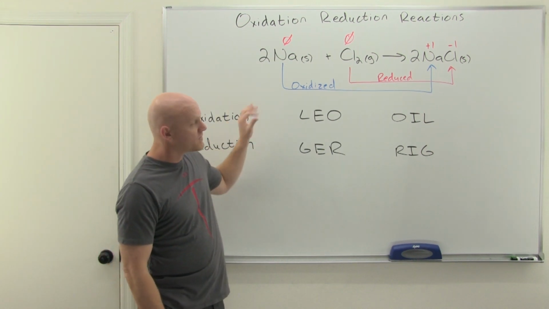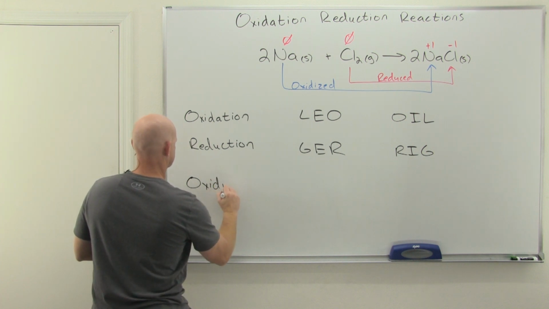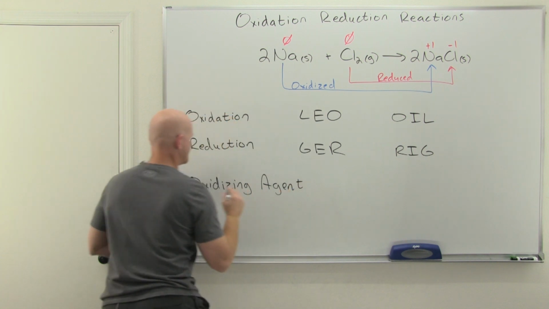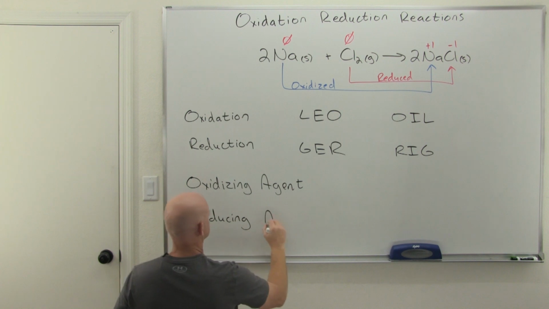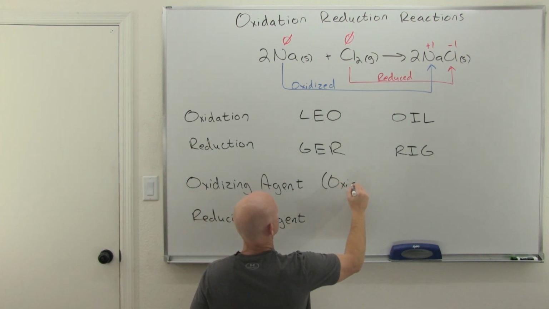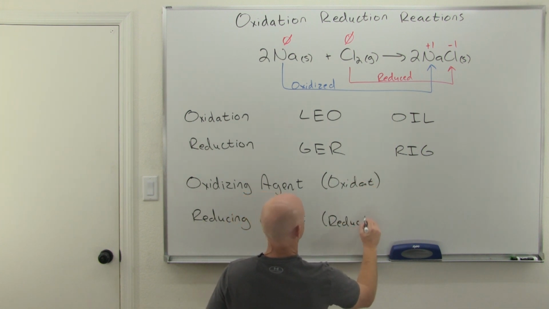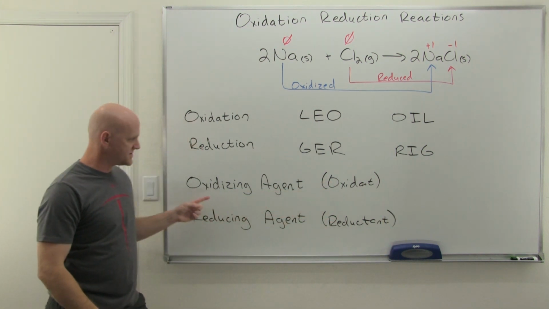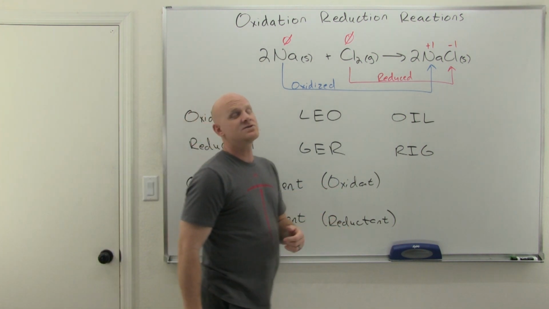Okay, so a couple more things to define here. That's the oxidizing agent, and the reducing agent. The oxidizing agent we also call the oxidant, and the reducing agent we often call the reductant. So notice these are just kind of contractions of the entire term. Oxidizing agent, oxidant. Reducing agent, reductant. So that's kind of the way this works.